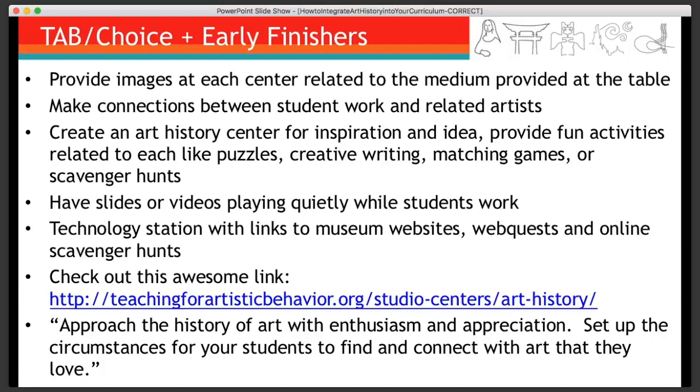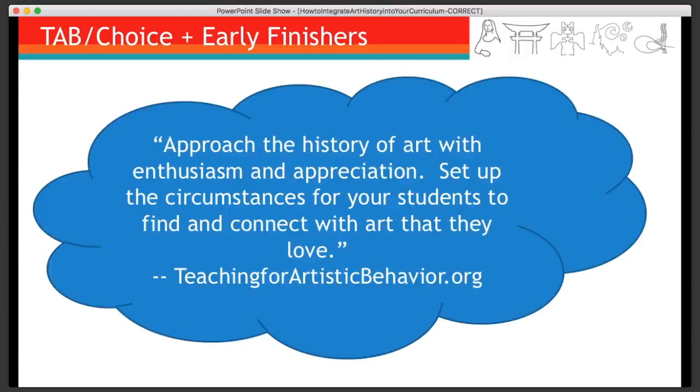I came up with most of these, and then I found this link, and there are these and tons more. But what I really loved about a quote from that page is, approach the history of art with enthusiasm and appreciation. Set up the circumstances for your students to find and connect with the art that they love, because that is what they will carry with them in their life.